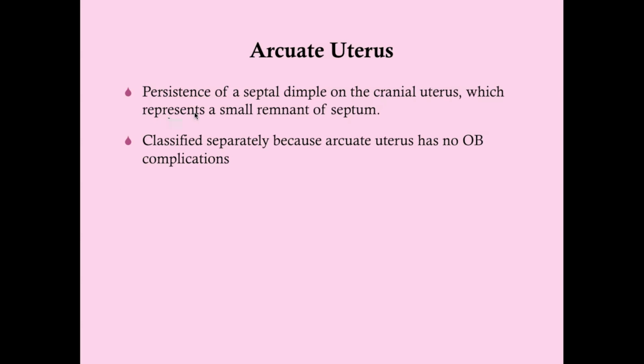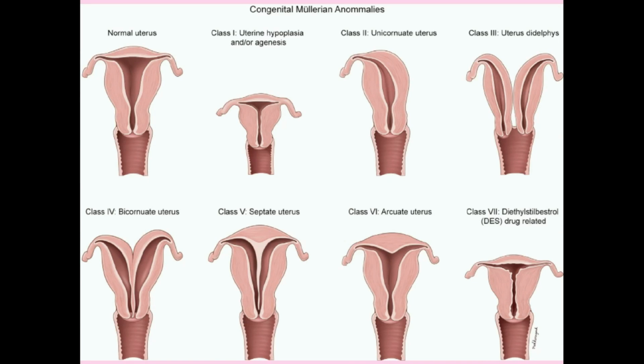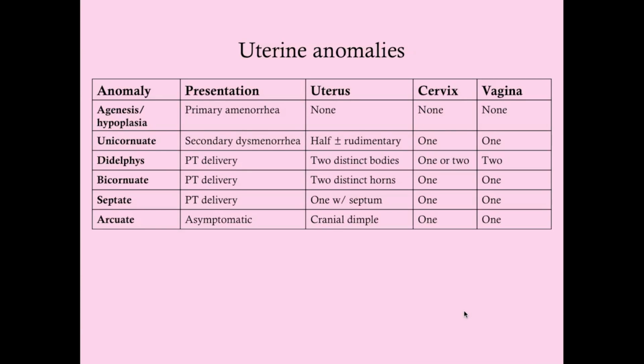The only thing you would notice, and typically this would be an incidental finding on MRI, would be this little concave septal dimple on the cranial aspect of the uterus, which represents just a small remnant of septum. So it's kind of on the continuum of septate uterus. So here's our Müllerian anomalies. We talked about all of these in detail except for the DES uterus. So this is a way you can distinguish these.